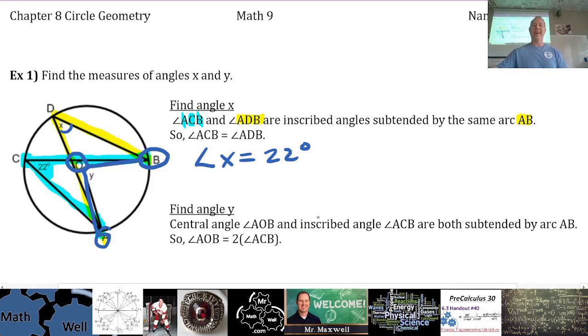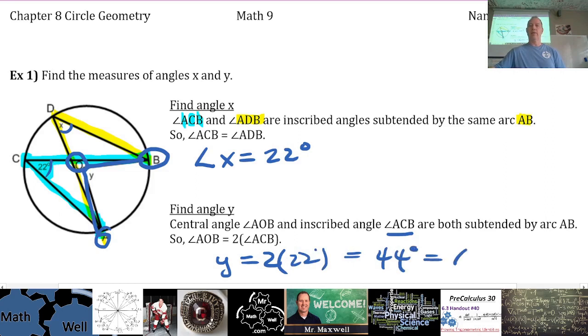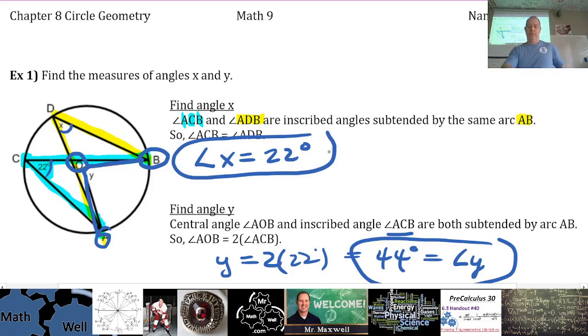Central angle AOB and inscribed angle ACB are both subtended by arc AB. So angle AOB is 2 times this other angle. So Y is 2 times what? 22. 44. You guys are quick, like lightning. Okay, angle Y equals 44. Good idea to put angle in front of the letter if it's an angle. If you just put Y equals 44, it could be really confusing as to whether that's a length or not. So put the degrees, put the little angle sign, please. Just like this. Angle X equals 22 what? Degrees. Excellent.